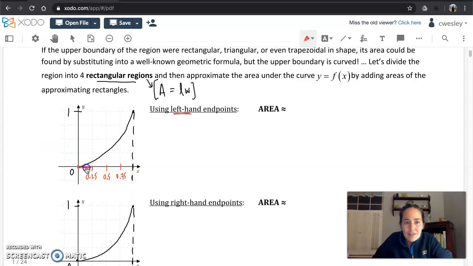Its height is 0. It just comes up and hits that left-hand intersection point with the curve. The next one, though, is just going to be this slightly taller rectangle that comes up and hits the curve when x equals 0.25. Where's the curve when x equals 0.5? It's here. I've got a third rectangle to draw. And then lastly, my last left-hand endpoint is at 0.75, and you see this rectangle that's there.